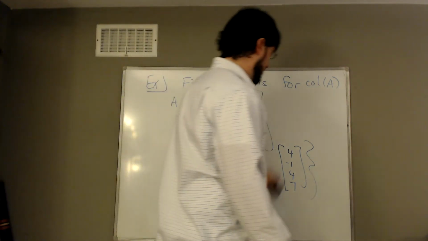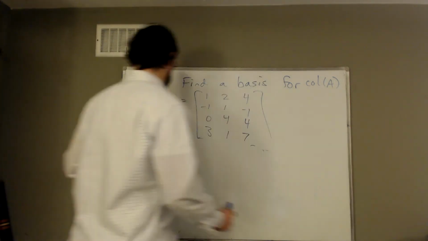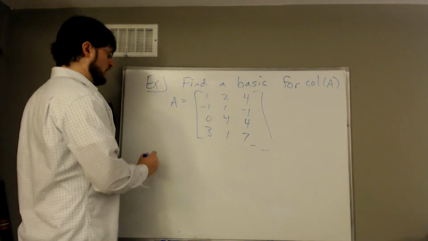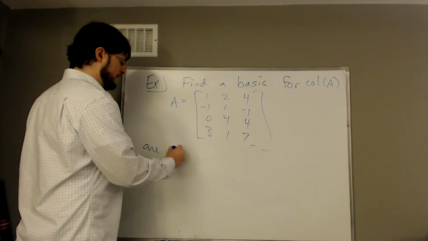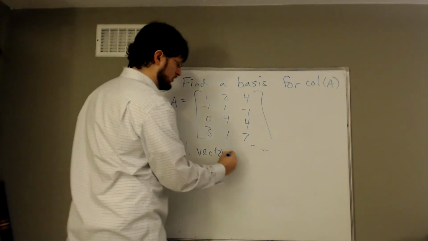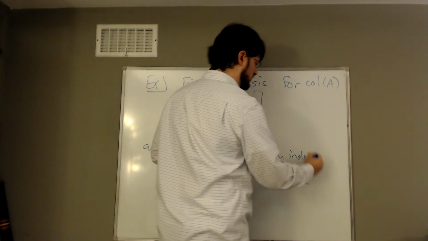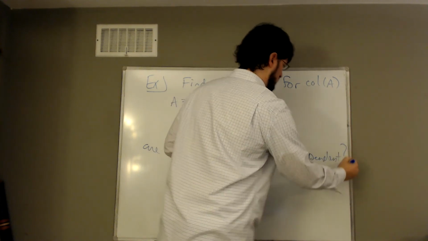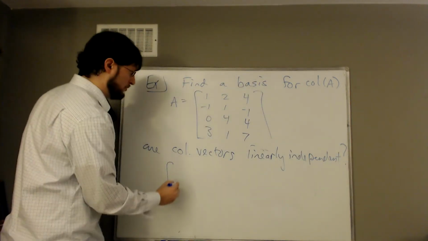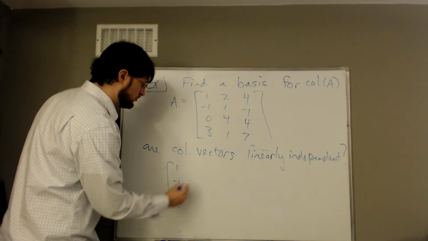How do we figure out if vectors are linearly independent? And so our question is, are the column vectors linearly independent? Well, the way we do that is the same way that we do anything, which is row reduce.